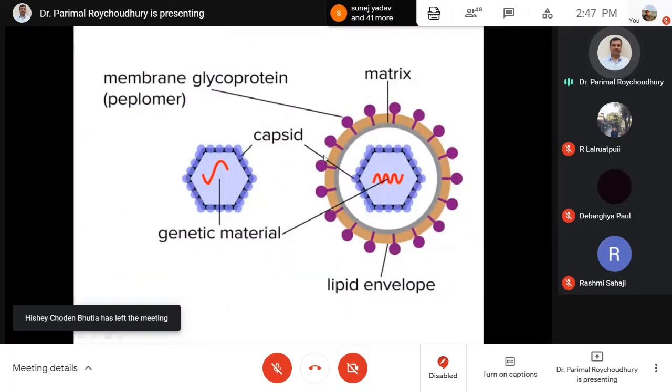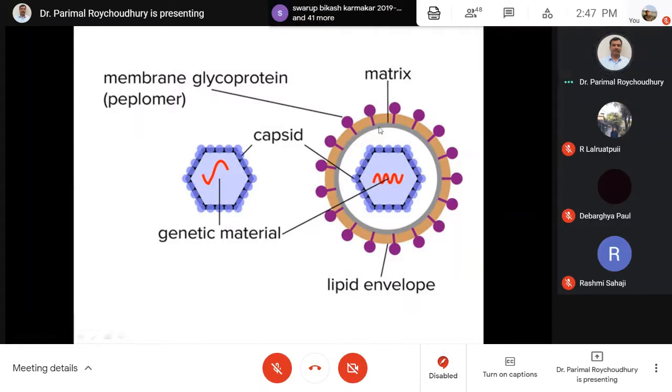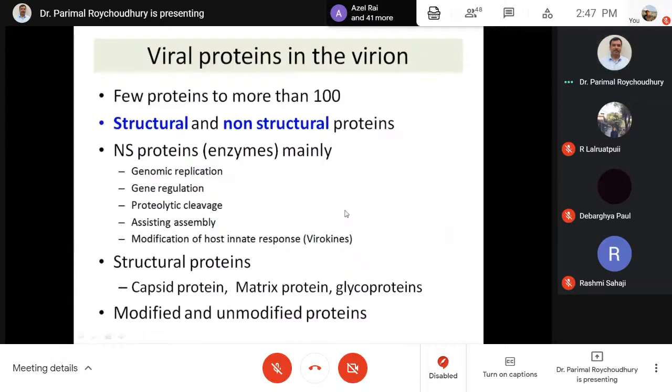These are again structural proteins, spike proteins, and they adhere to one layer called the matrix protein. This mass color, you can see the layer. This is the matrix protein. So these are examples of structural protein. What I said is that all the viral proteins we can categorize as structural and non-structural protein. Structural protein is quite visible, and it gives rise to the structure of the virion.